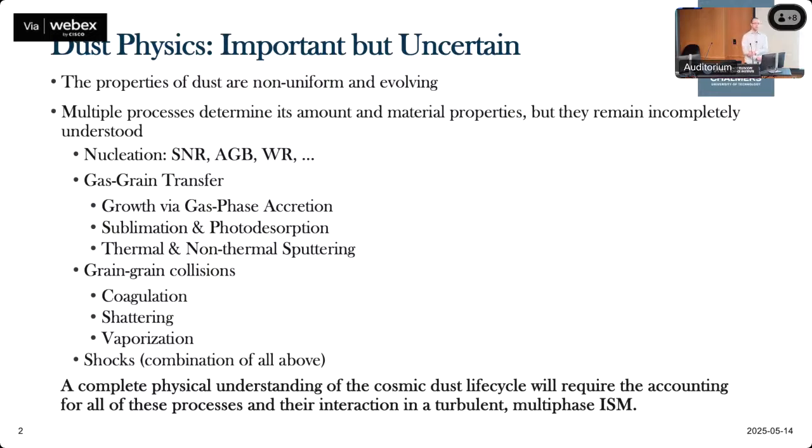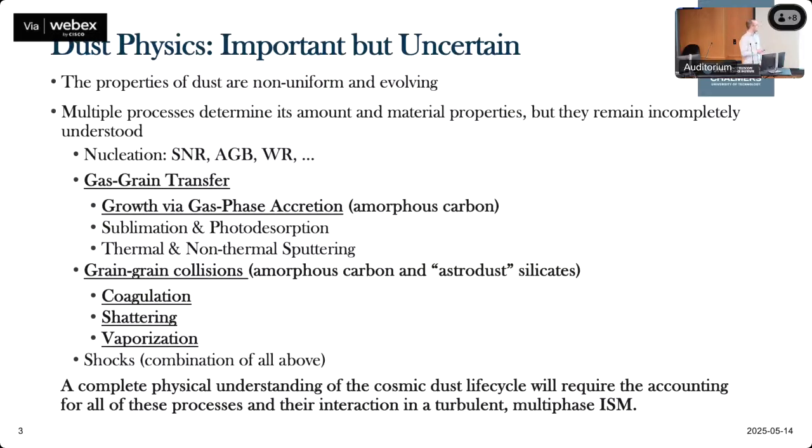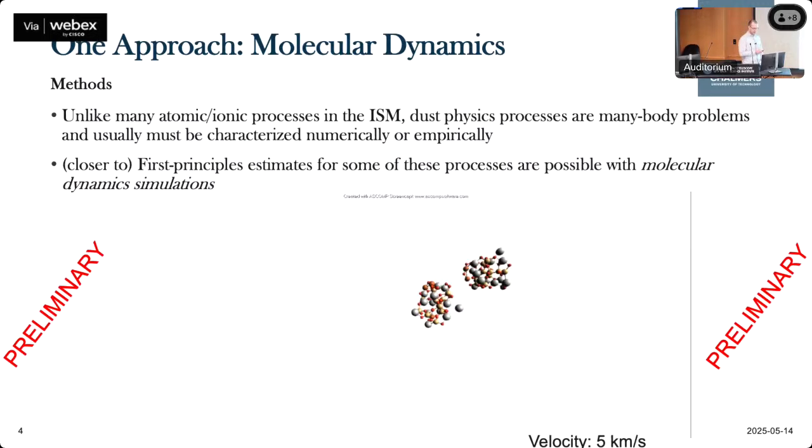As well, we think that the grains collide with each other, which can have a number of outcomes. And of course, all of these, with the exception of nucleation, we think are occurring simultaneously in interstellar shocks, which are probably important for dust processing. So a complete physical understanding of the cosmic dust life cycle will require accounting for all of these processes and their interaction in a turbulent multi-phase ISM. I'm going to talk about a subset of these processes today. Those are the ones highlighted.